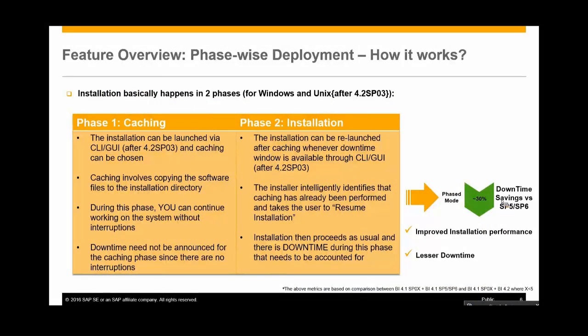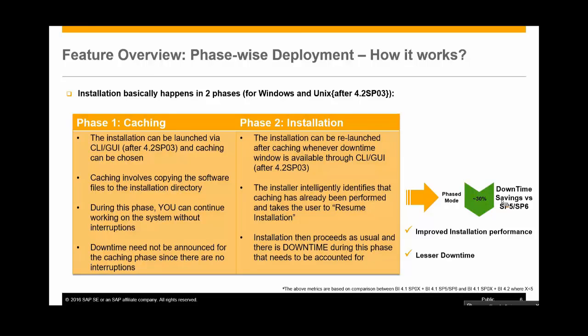So the first feature I'm going to talk about in the case of installer is the BI installer phase-wise feature. This is a key feature which would really help you to plan your production downtime. Basically with this feature, what we are doing is the installation is split into two phases. It has been rolled out in a couple of stages.